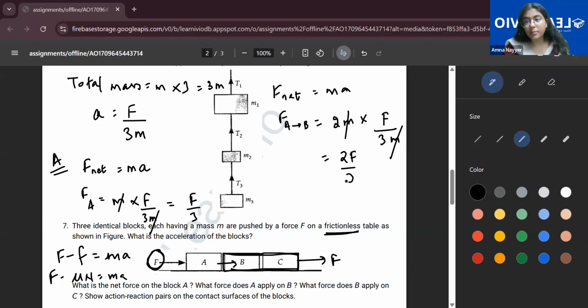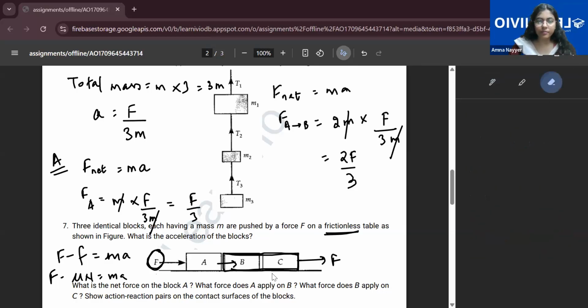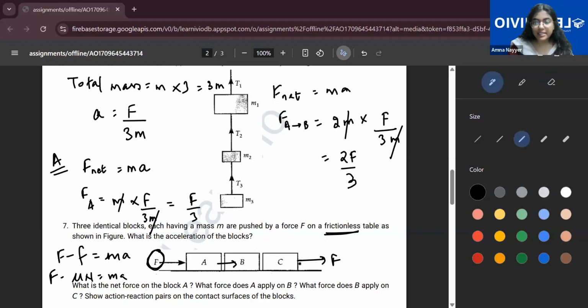Now see, when you're finally talking about the last block, that is the C block. When you're calculating the force that B applies on C, B, because it was in the middle, was influencing C. But now forget this. B is applying a force on C, let's say some F dash.